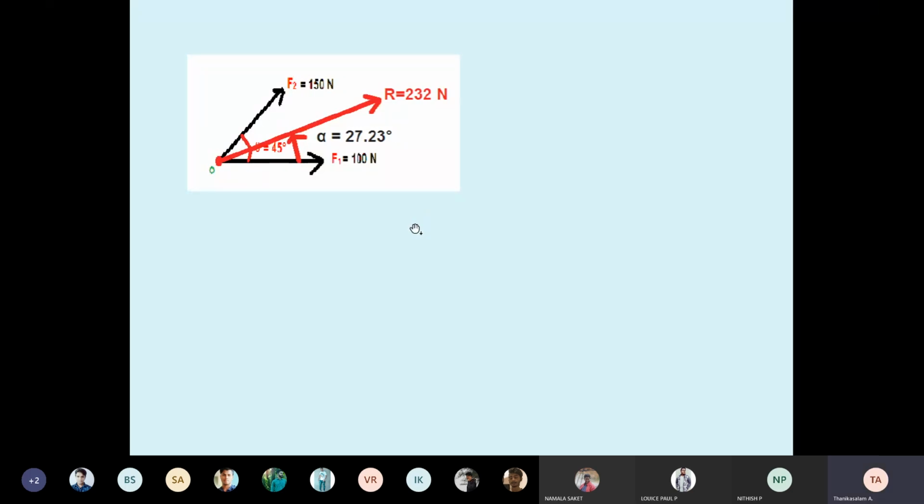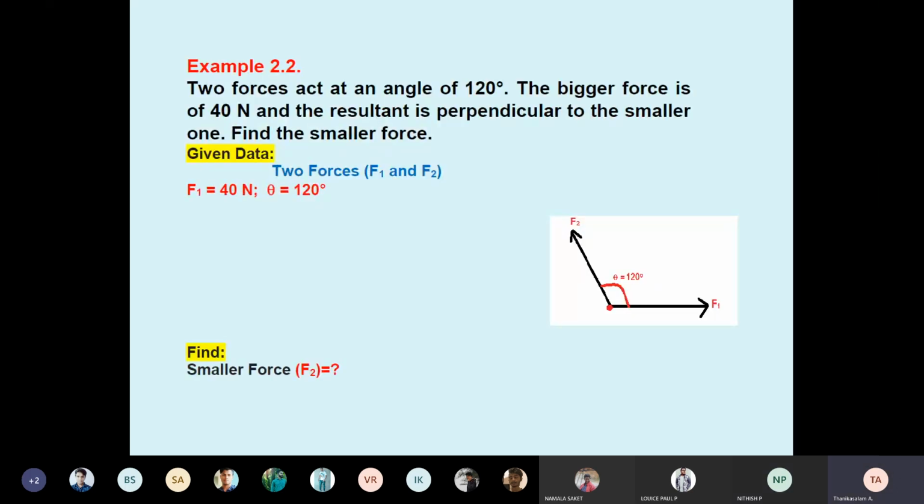Now, can I go to the next problem, Nitish? Okay, sir. Can you read this one? Two forces act at an angle of 120 degrees. The bigger force is 40 Newton and the resultant is perpendicular to the smaller one. Find the smaller force. Sajid, can you read the question? Yes, sir. Two forces act at an angle of 120 degrees.